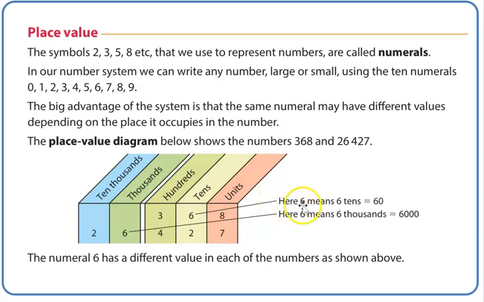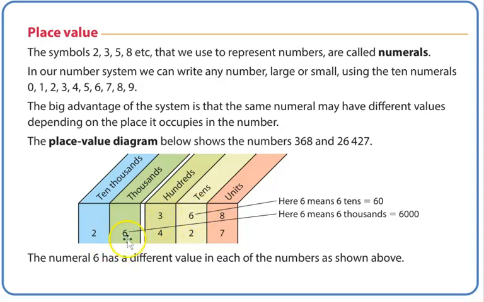So here 6 means 6 tens, which is equal to 60. So this 6 here in the number 368 represents 6 tens, which is 60. Whereas here, the 6 represents something else. Here, the 6 means 6 thousands, which is 6,000. So in the number 26,427, the 6 represents 6 thousands.